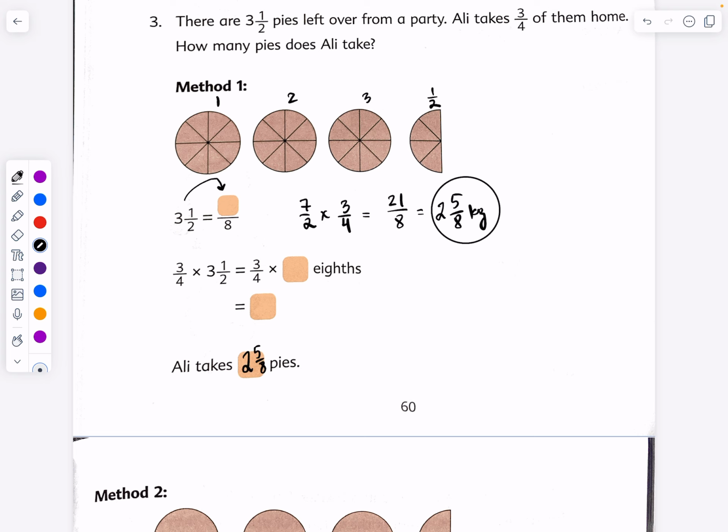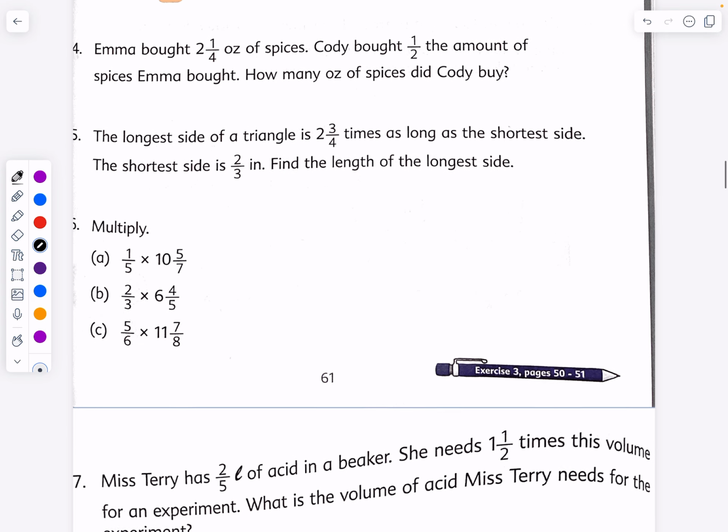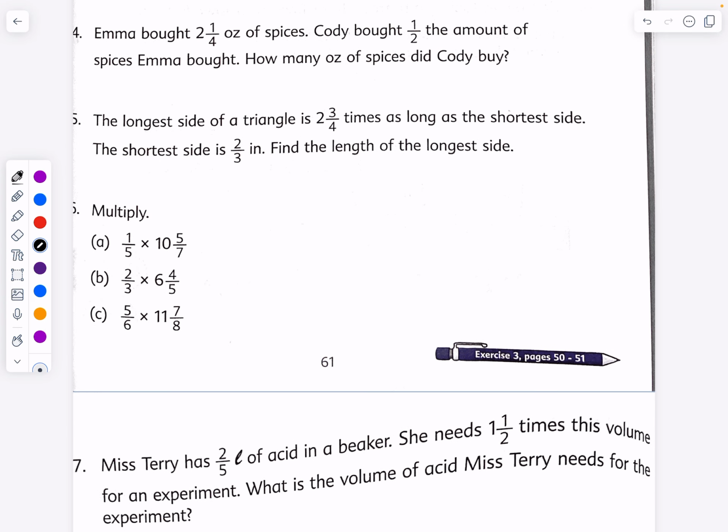My friends, next, we're not going to do all the methods. There are so many different ways. Emma bought 2¼ ounces of spices. Cody bought 1/2 of that amount, which means he bought 2 times less, right? Half of Emma's amount. How many ounces did Cody buy?